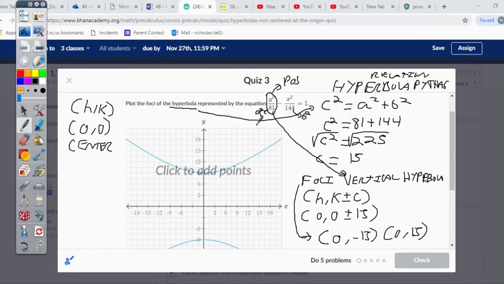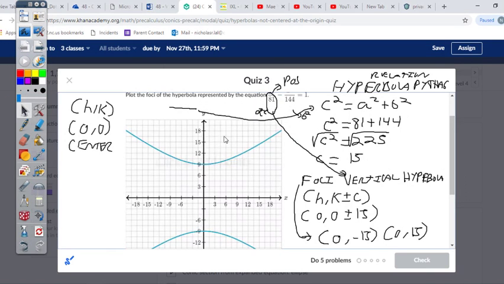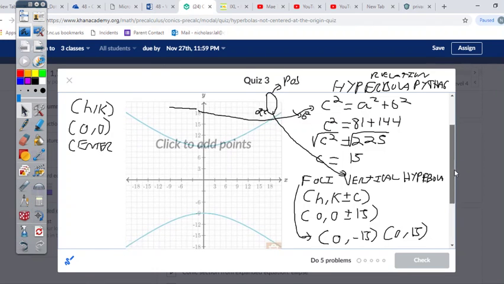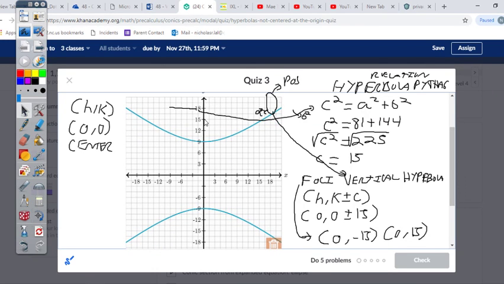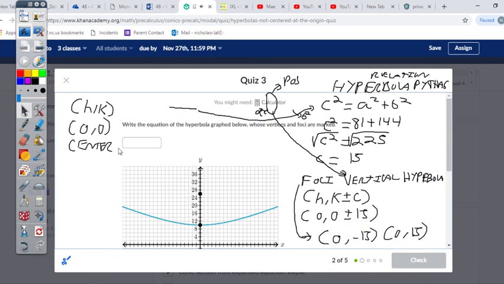So let's plot this on our hyperbola. We're going to have foci at 0, positive 15, and 0, negative 15. All right? So that was right. Let's keep going.